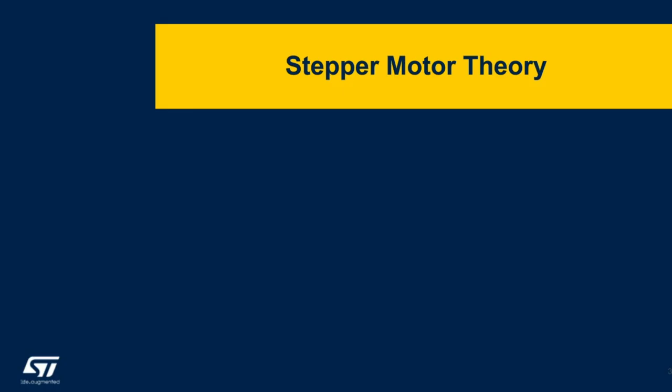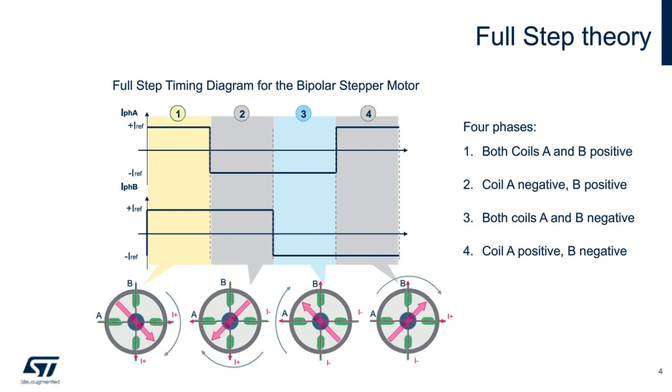Let's start with a short stepper motor theory. A stepper motor is a brushless synchronous electrical motor. The electrical pulses are converted into mechanical shaft rotation. ST motor drivers support the bipolar configuration of stepper motors. A bipolar stepper motor has two coils or phases. Each coil can be energized positive and negative depending on the current flow.